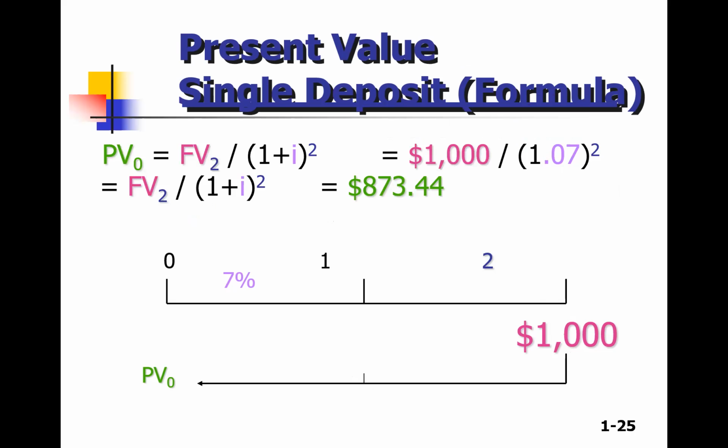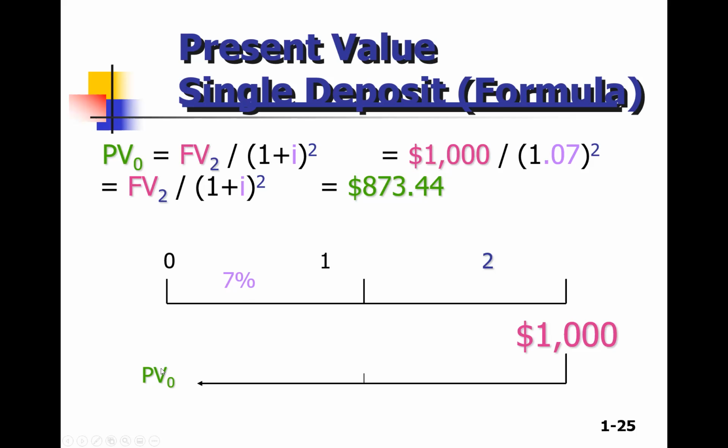The formula to find present value is the same formula that we use for future value. We just shift present value to the left side and future value to the right side. So the formula looks like this: future value divided by 1 plus I raised to power n. In this case, our future value is 1,000, the interest rate is 7%, that is 0.07. So 1 plus 0.07 is 1.07 raised to power 2, where n is the number of years. Here is the answer: 873.44.